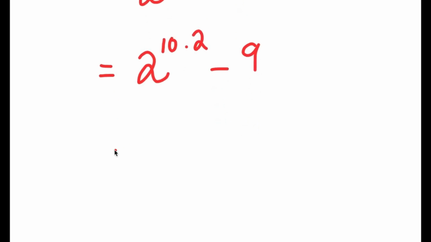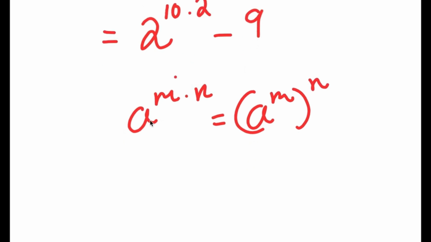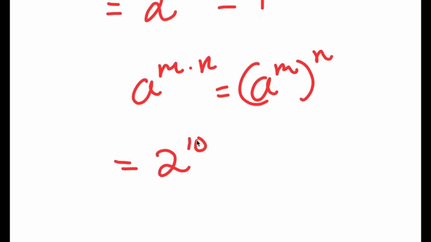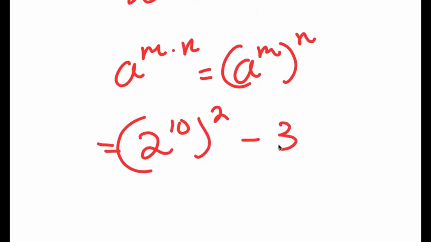And if I have something in the form a to the power of m times n, this is equal to a to the power of m to the power of n. So 2 to the power of 10 times 2 is going to equal 2 to the power of 10 to the power of 2. And now I have this minus 9, which is the same thing as 3 squared.